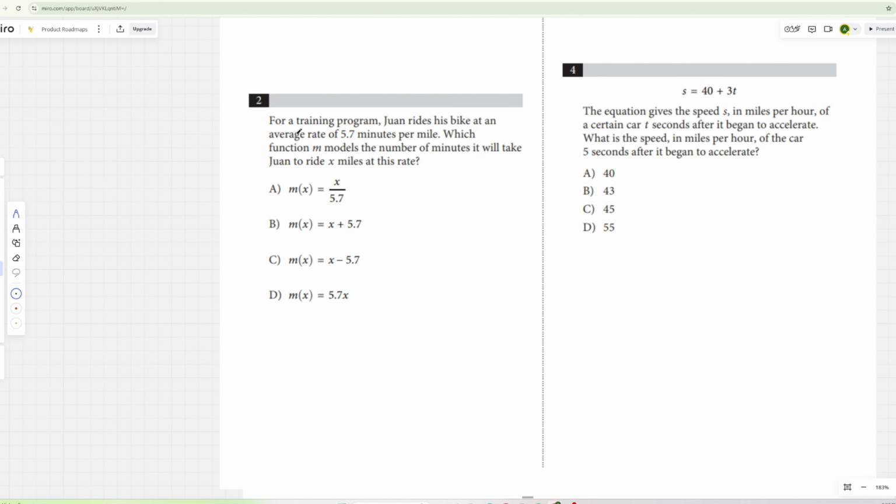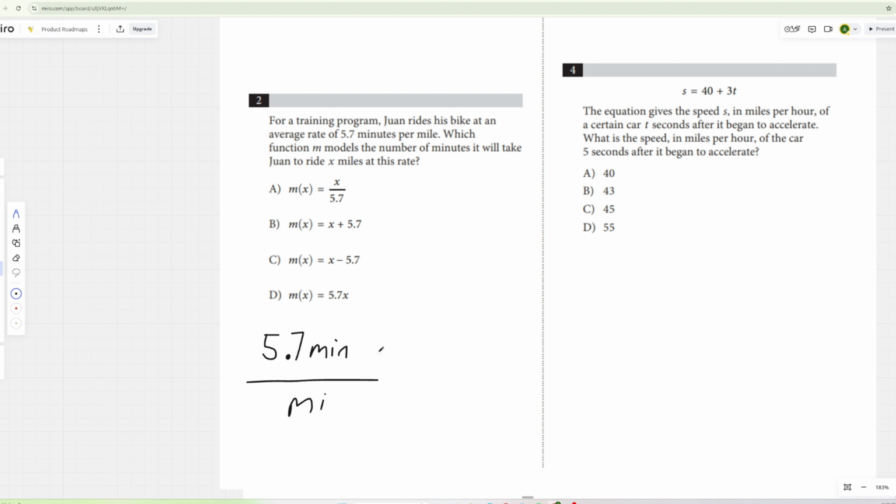Okay, second question. For a training program, Juan rides his bike at an average rate of 5.7 minutes per mile. Let me just write that down. 5.7 minutes per mile. These first questions might be a little bit easy, but just to get your concepts a little bit clear. Which function models the number of minutes it will take for Juan to ride x miles?